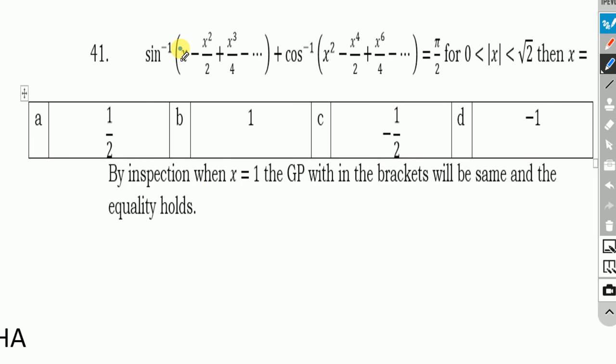So therefore by inspection, 1 is the right answer, which is true for this equality. That is sine inverse of a geometric series plus cos inverse of a geometric series will be pi by 2 only for x is equal to 1.